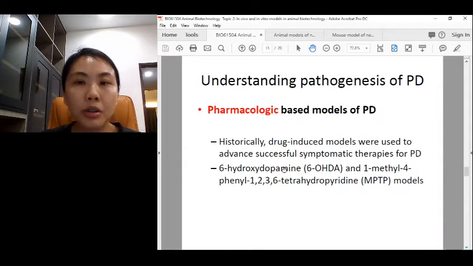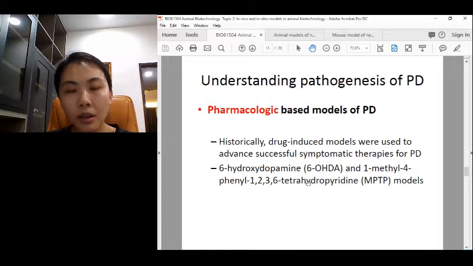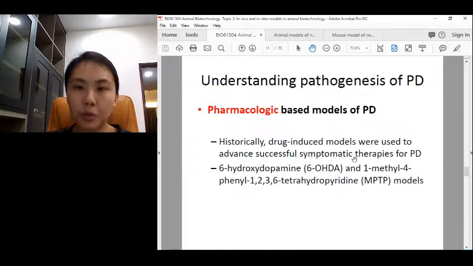So we have a few models for understanding this disease. We have the pharmacologic based model, which means they're using certain toxins or drugs to induce this disease. Historically, they have been using these two drugs here, the 6-OHDA and also the MPTP models. These are the two drugs which are used to induce Parkinson's disease, and they have been successful in producing these symptomatic models. So we will look into this pharmacology model in detail in the journal paper later.